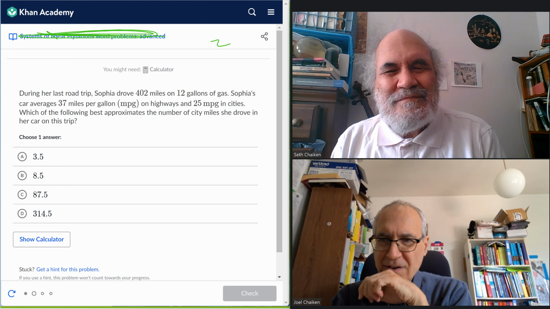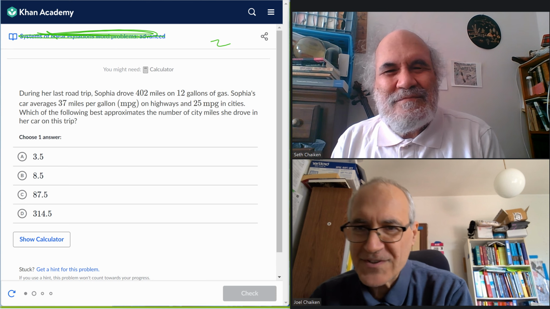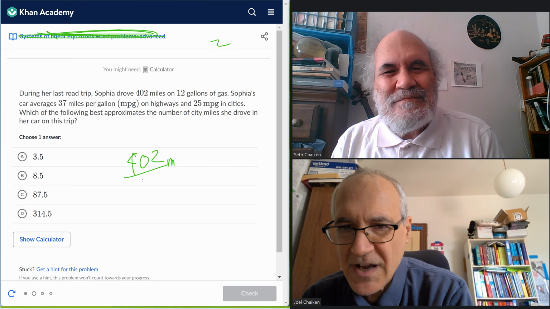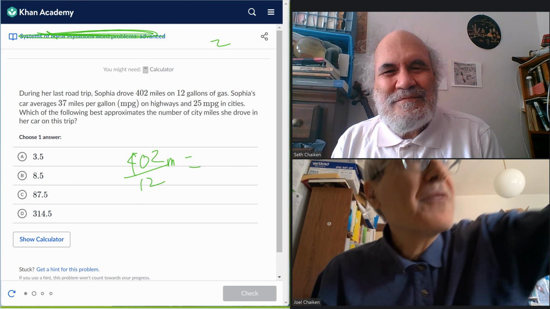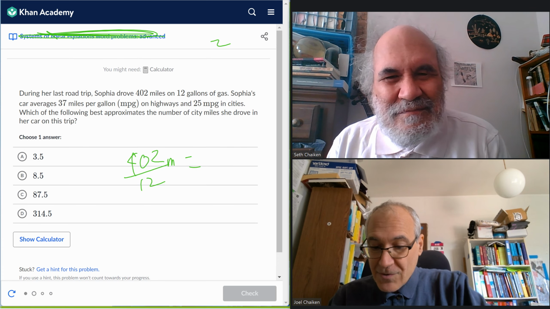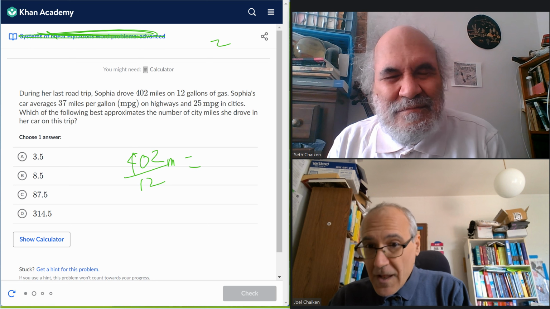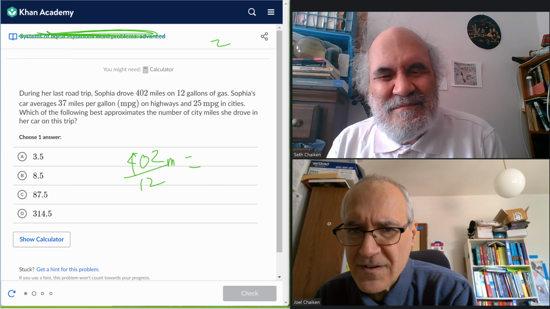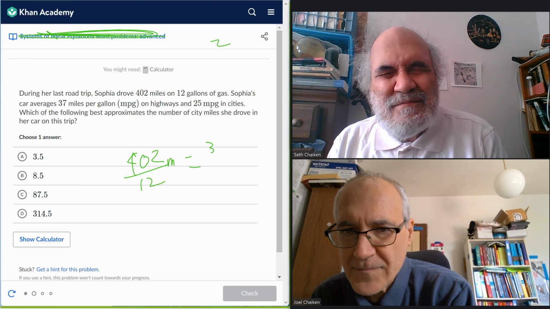Sophia's car averages on highways. Well, first of all, what is her miles per gallon on the trip? Just play with the problem. I don't quite understand it yet. 402 divided by 12 is 33 and a half. So it's in between, right?